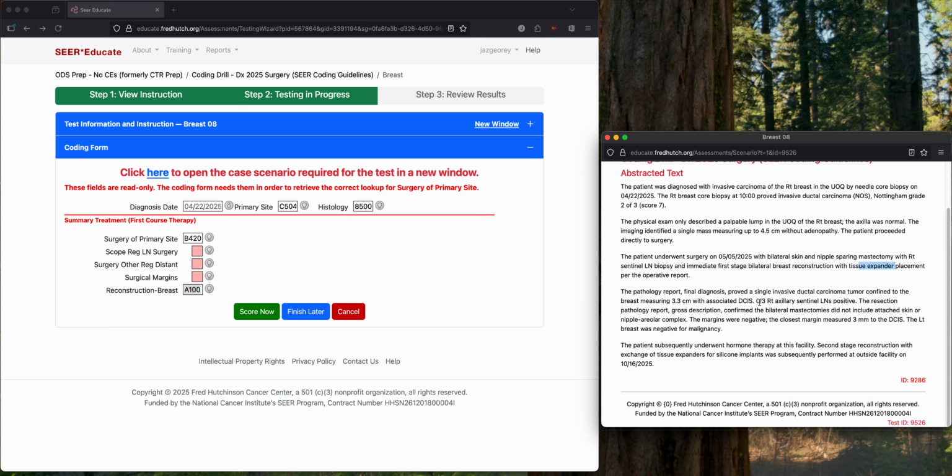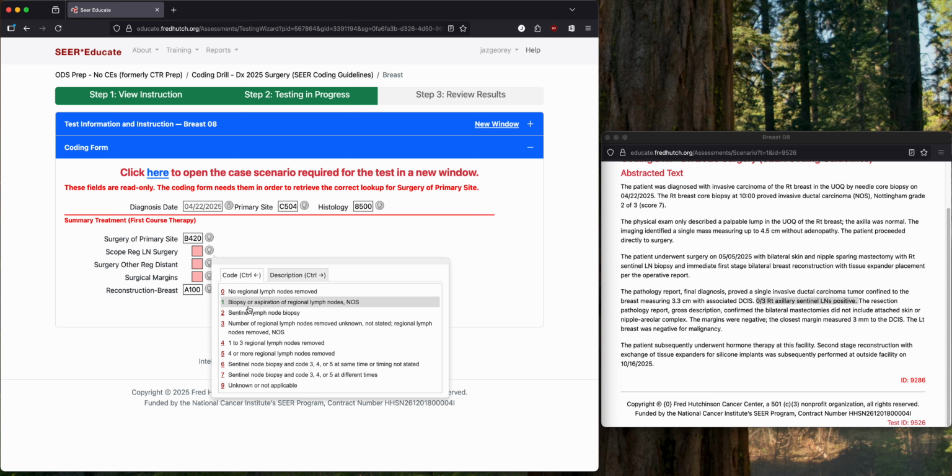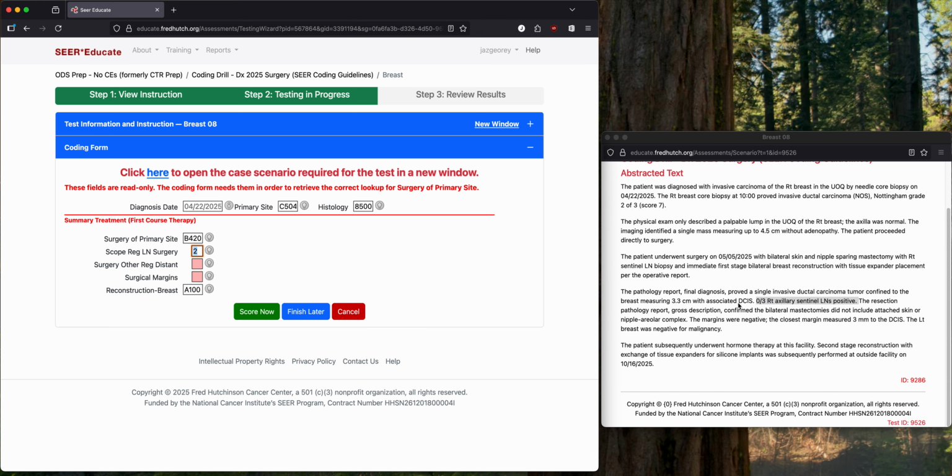Sort of the DCIS. So here we go. 0 out of 3 sentinels are positive. So that's, oh, 2. The resection path report goes to description. Attached margins were negative. I'm going to do 0. The left breast was negative for malignancy.